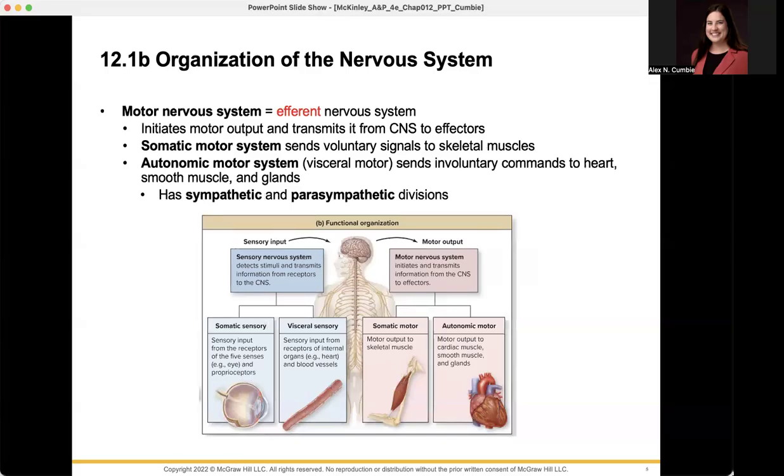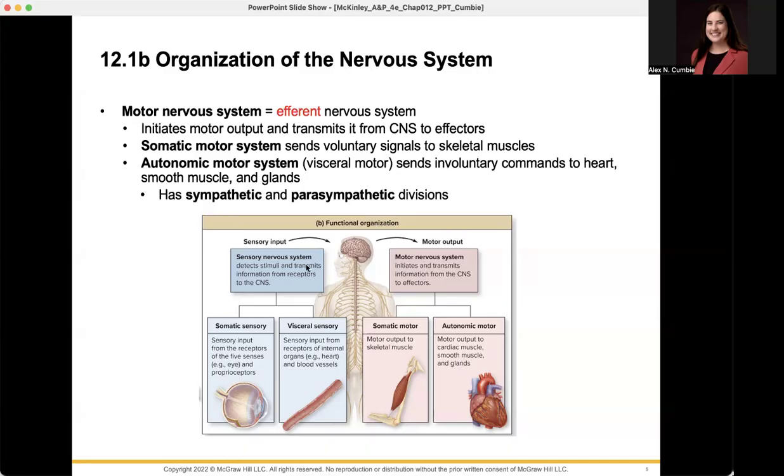The other organization is the motor nervous system, which we would term efferent with an E, and that means that it is sending signals away. And so when the brain or spinal cord processes the information coming in from the sensory nervous system, it is going to use motor neurons, the motor nervous system, to send signals away from the CNS, away from the brain and spinal cord, out to muscles or glands.